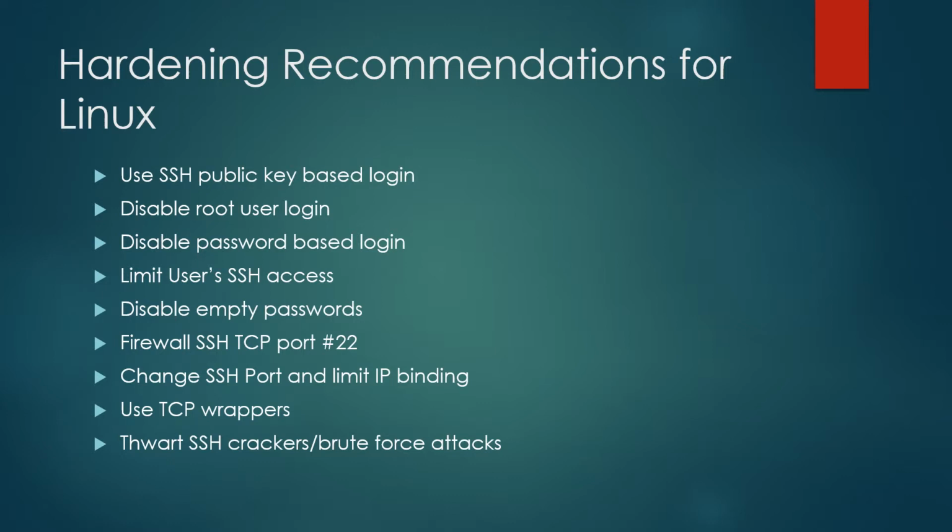Firewall SSH TCP port 22. By doing this, you need to update iptables. Usually, the OpenSSH server must only accept connections from your LAN or other remote WAN sites only. Change SSH port and limit IP binding. By default, SSH listens on all available interfaces and IP addresses on the system. You want to limit the SSH port binding and change the SSH port.